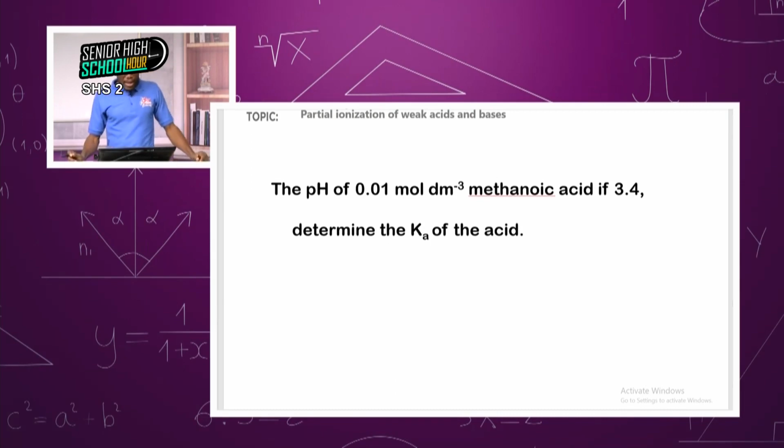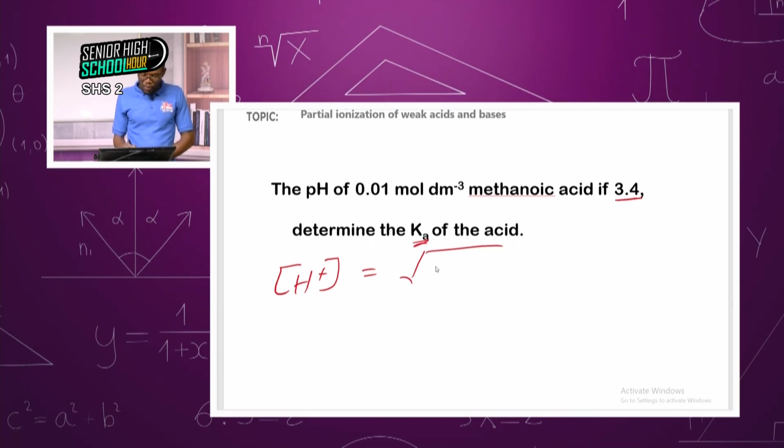Question number 2. The pH of 0.01 mole per dm cubed methanoic acid is given. Determine the Ka of the acid. So in the first one, we were given Ka and had to calculate the pH. Here we have been given pH, and we have to calculate the Ka. So don't worry about anything. You know that the H plus ion concentration equals root of the initial concentration times Ka.